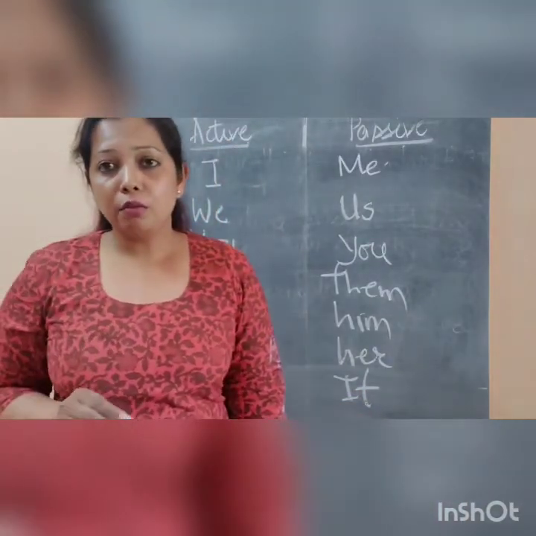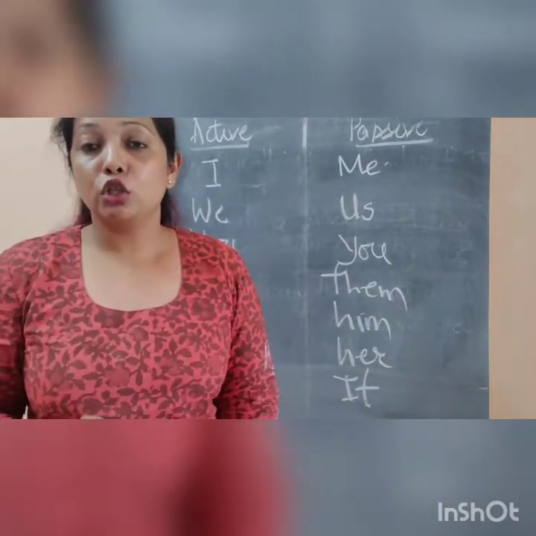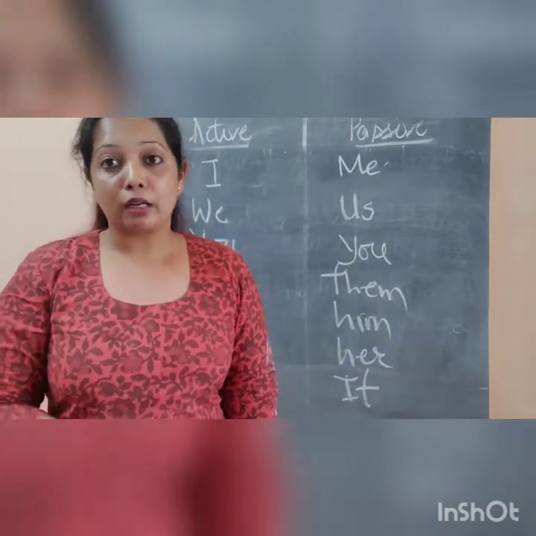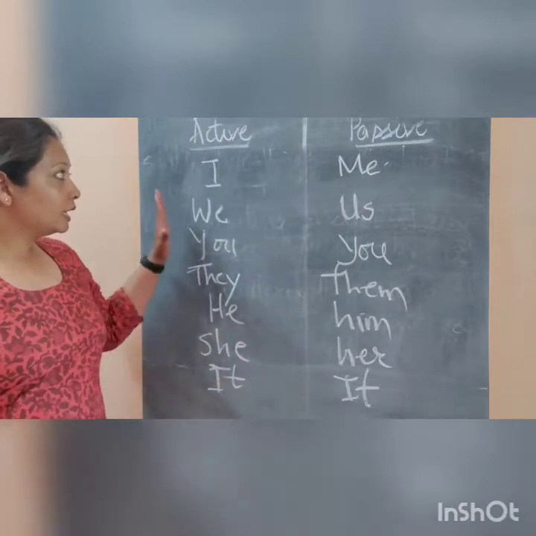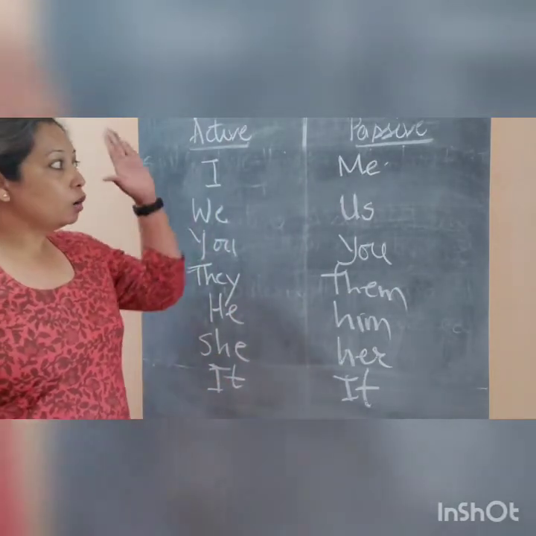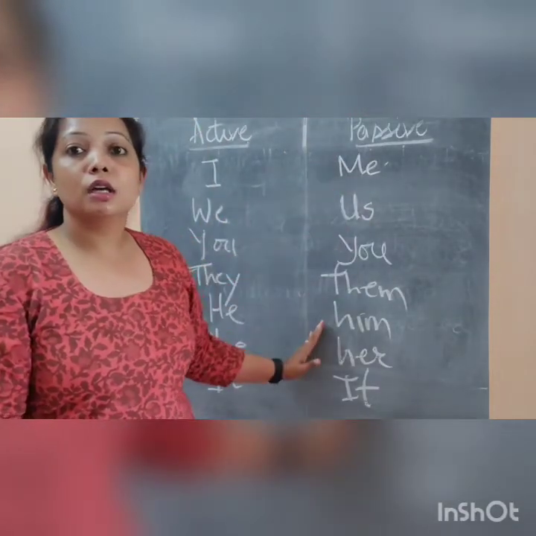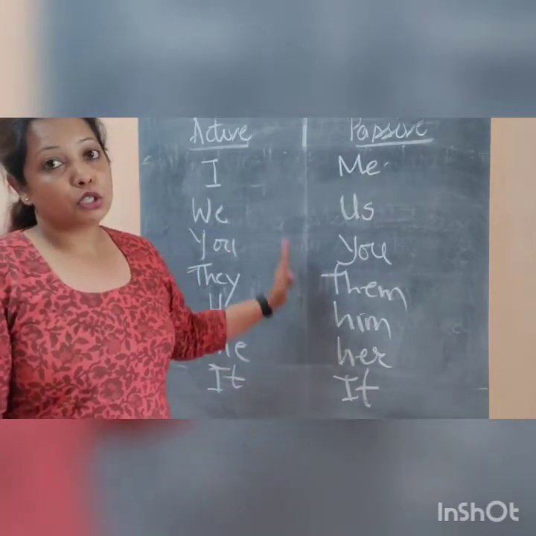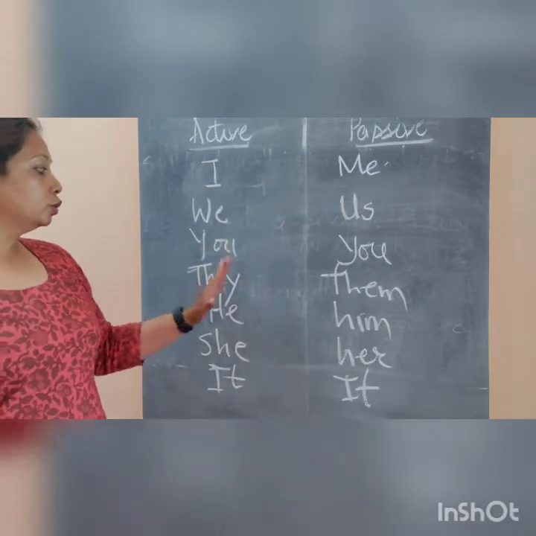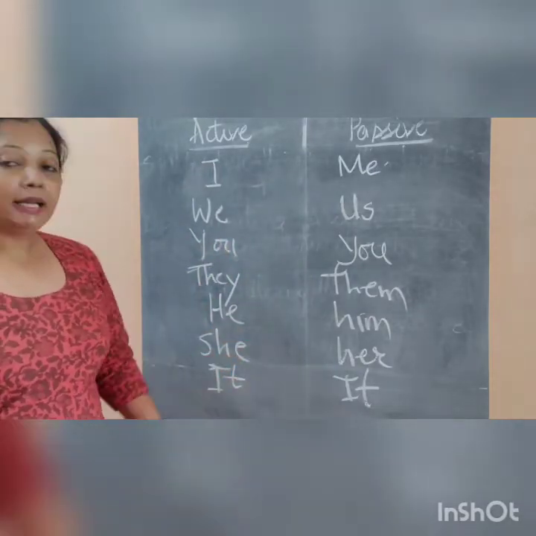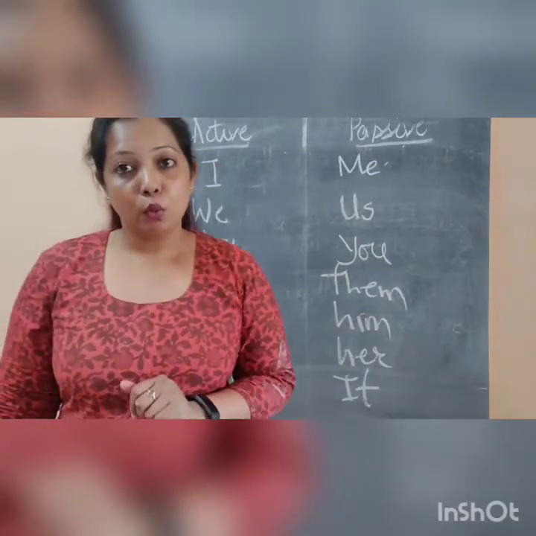So this is very important to know whenever we are changing a sentence from active to passive voice. If you come across these words in active voice, you should know how you will change these words into passive voice. What will be the change of "I"? What will be the change of "we", "you", "they", "he", "she", and "it" in passive voice?